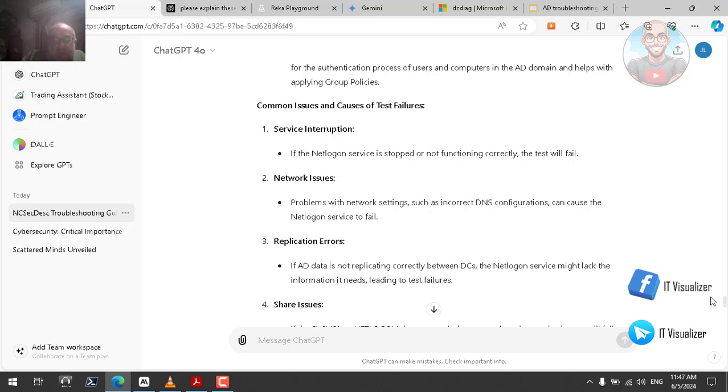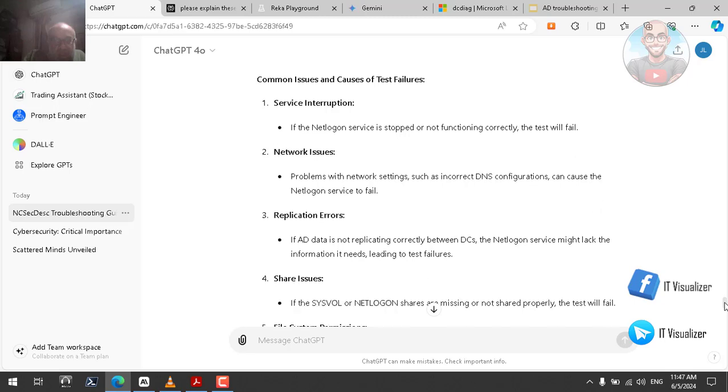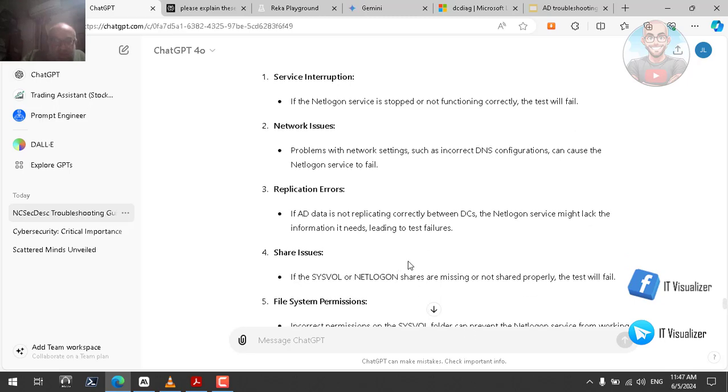Okay, if there is a problem with the sysvol or netlogon permissions, we have seen this. We all know that the users should have access to these two folders to apply the group policies and the scripts. But how will this also affect the Netlogon service? We need to know this because this is not clear from here.